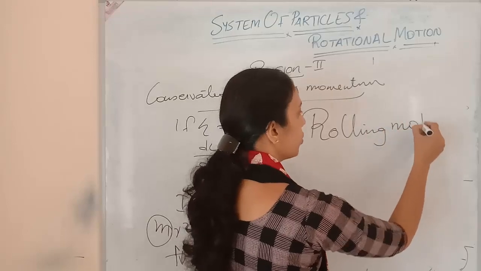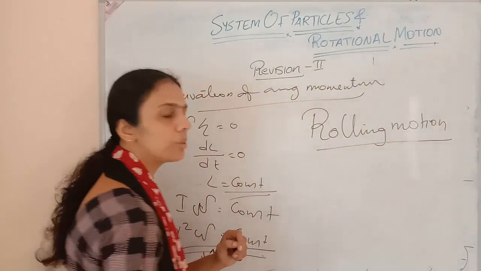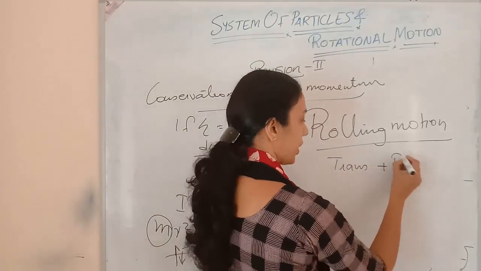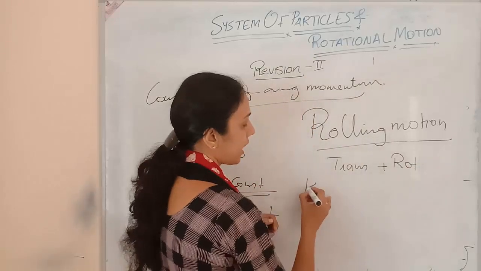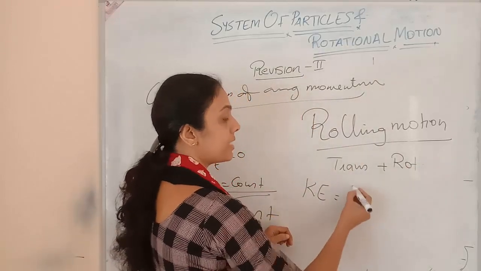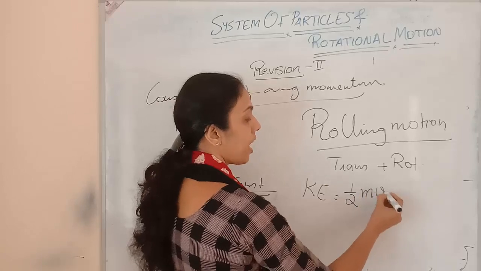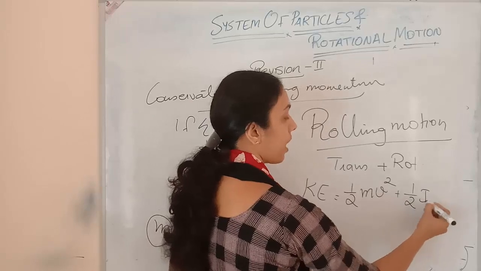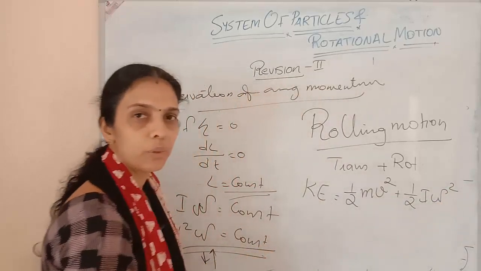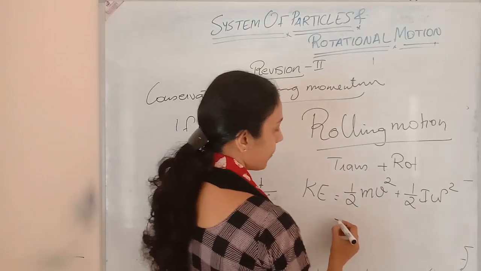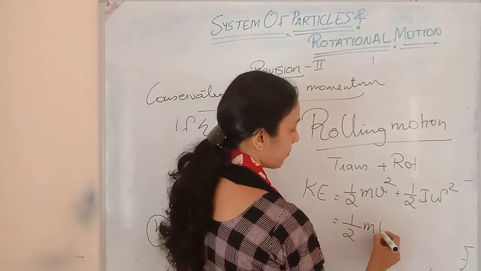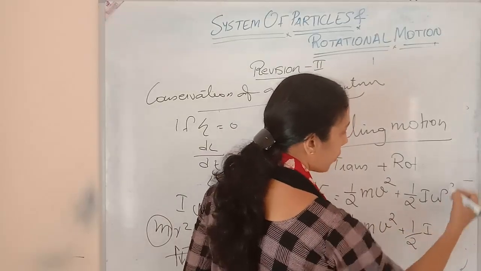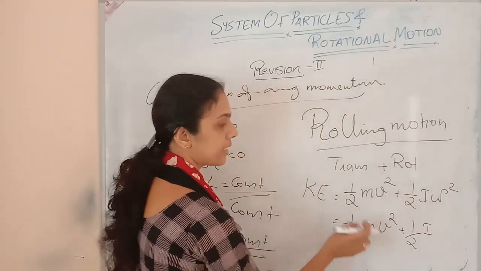What is rolling motion? Rolling motion includes both translational and rotational motion. What will be the kinetic energy in that case? Kinetic energy of translational motion is half mv square. Kinetic energy of rotational motion is half I omega square. Okay, so how can we write this? We know half mv square plus half I omega square. How can we represent omega in terms of this one?